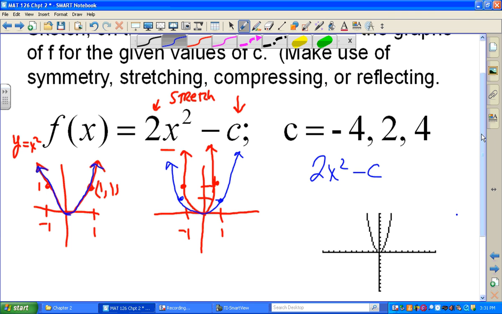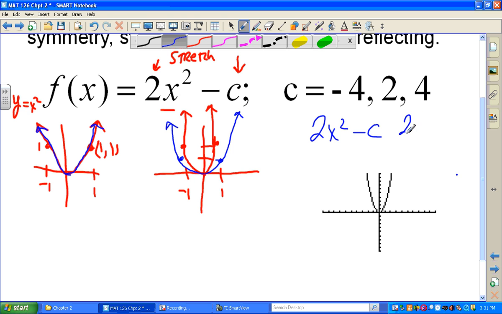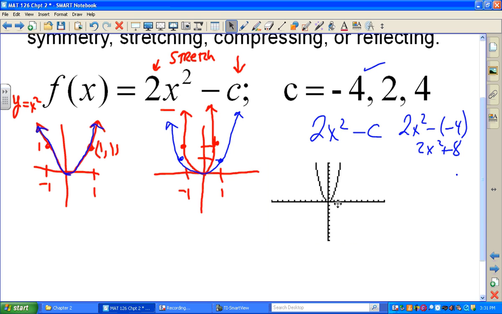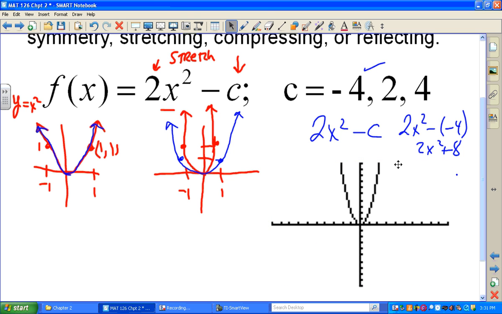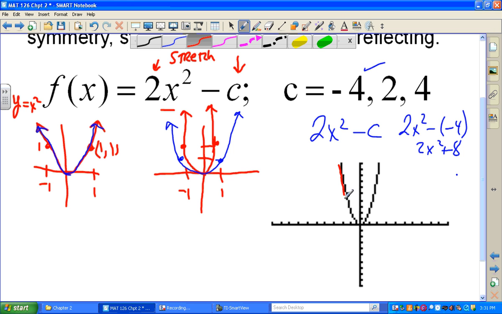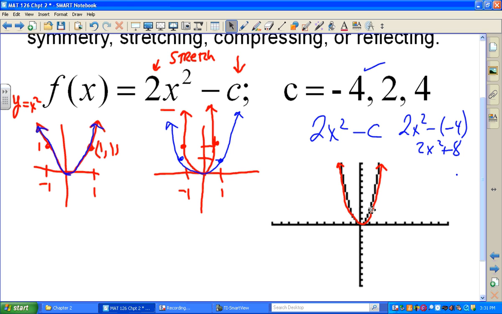Now what's going to happen in this graph if I make 2x squared minus a negative 4? You know, if I do the first one, 2x squared plus 8. What's going to happen to my graph? Well, yeah, it's going to shift up 8 units. So the graph that normally was right here, 2x squared, it's not going to move left or right. It's actually going to move straight up 8 units. 1, 2, 3, 4, 5, 6, 7, 8. It's going to shift up 8 units.